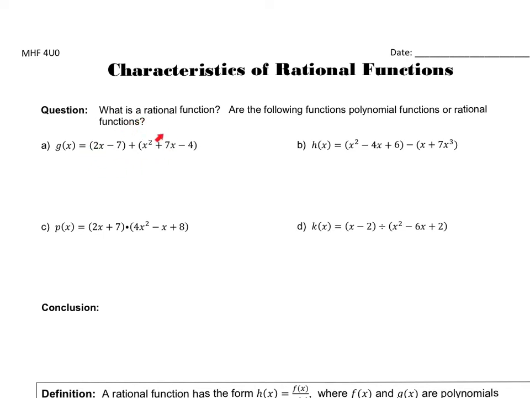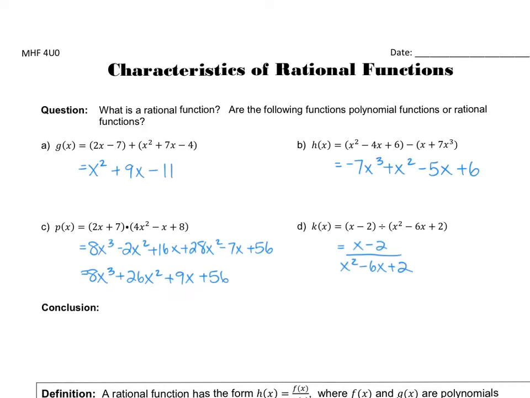Here we have the addition of two polynomials, subtraction of two polynomials, multiplication of two polynomials, and division of two polynomials. And I just want you to simplify them, pause the video, take a minute, and decide, are they polynomial or are they rational? Okay, so there's just some simplification of all of them.